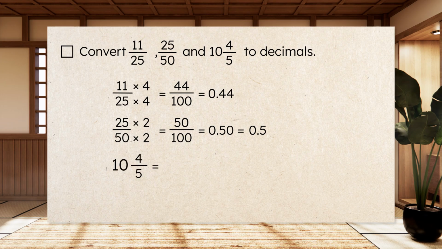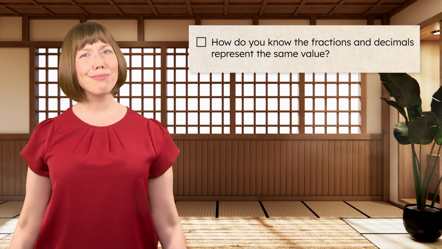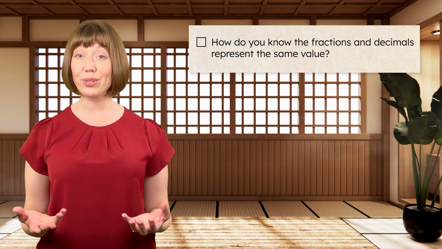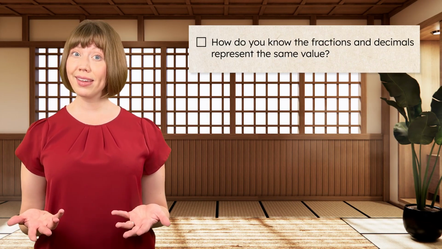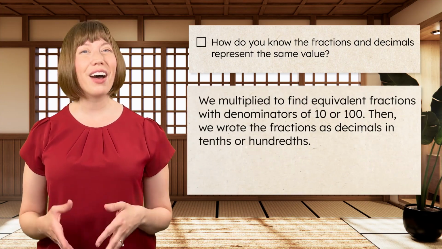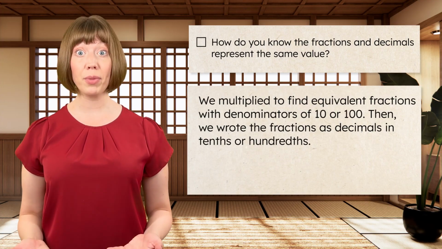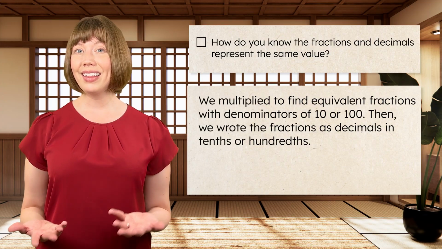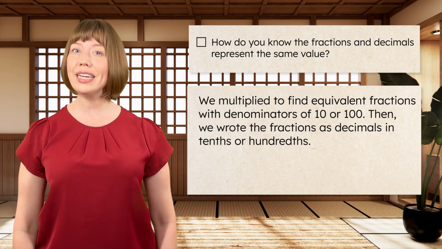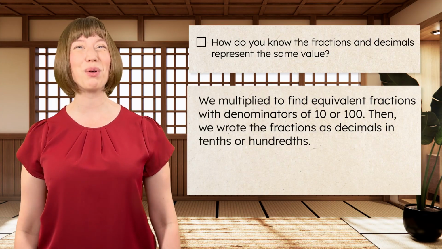With a mixed number, remember, the whole number stays the same. We record 10, find an equivalent fraction of 8 tenths, convert to a decimal, and write the rest of the digits by place value. Now, how do we know the fractions and decimals represent the same values? We multiplied to find equivalent fractions with denominators of 10 or 100, then used those fractions to record each digit by place value with a decimal point.